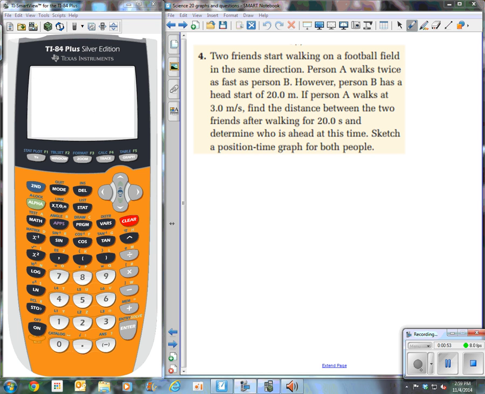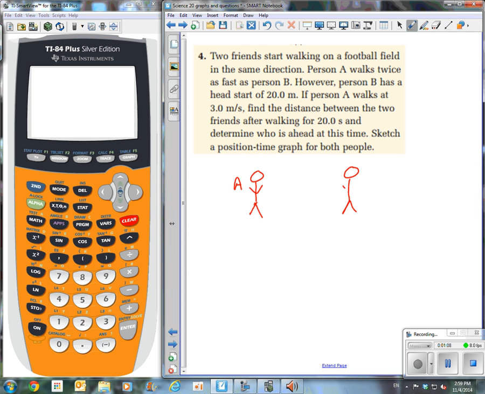Okay, so what this is saying is, first of all, we are going to draw a picture. So I've got person A, and then I've got person B. He's got a head start of 20 meters. Person A though walks twice as fast as person B. If person A walks at a velocity of 3.0 meters per second, find the distance between the two after walking 20 seconds.